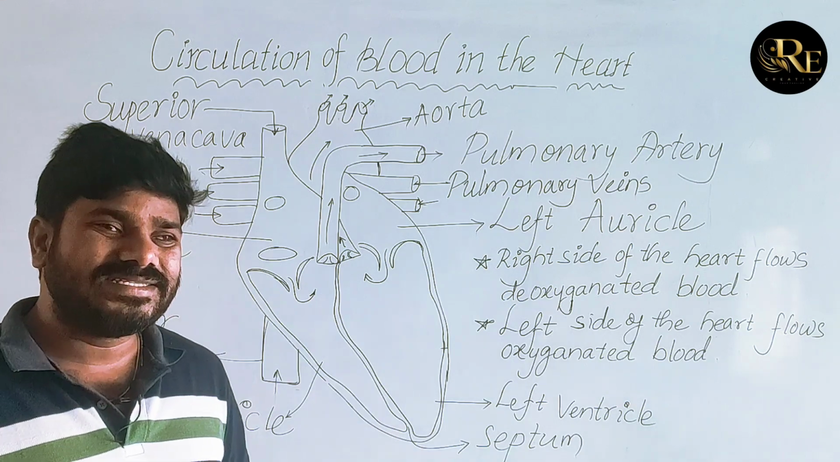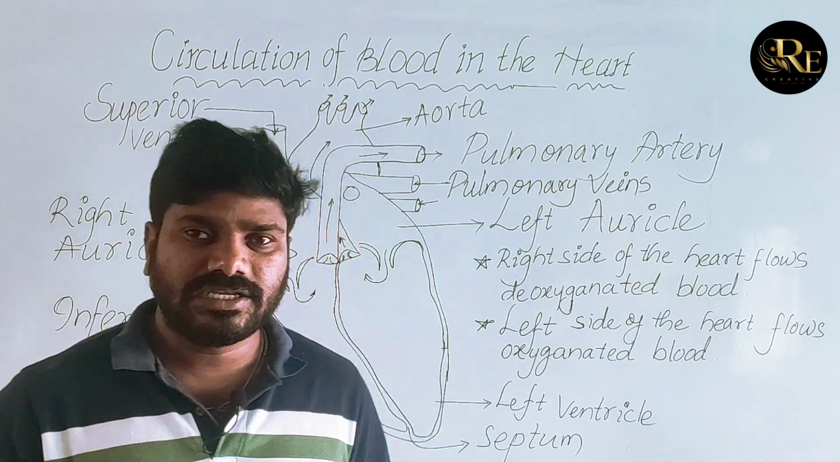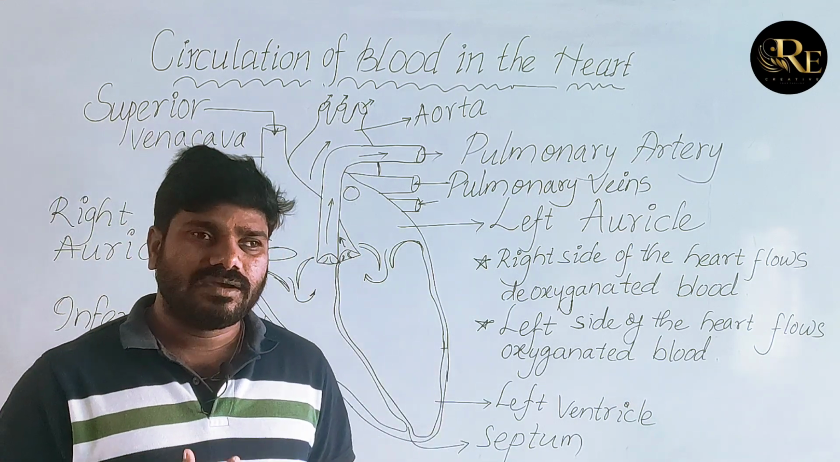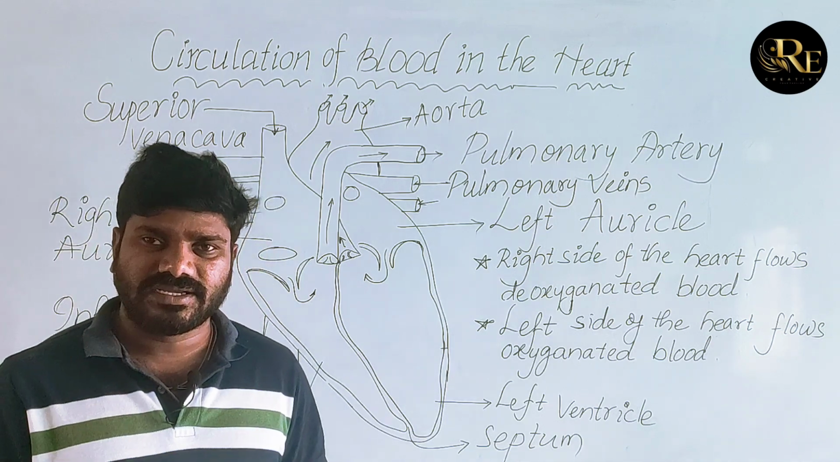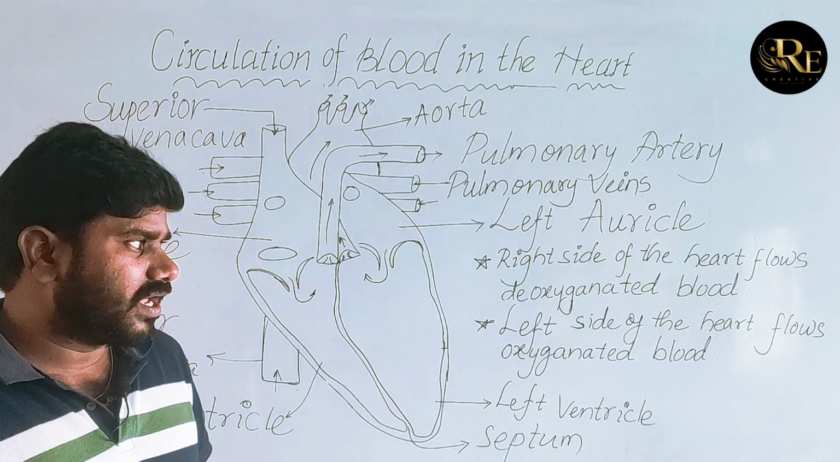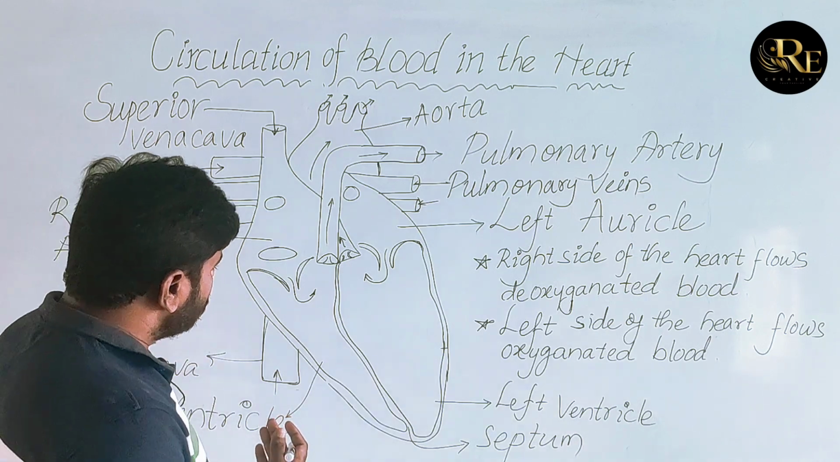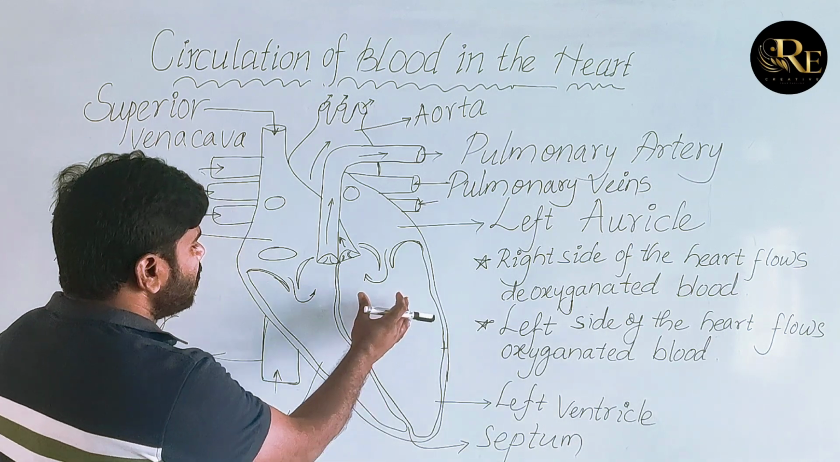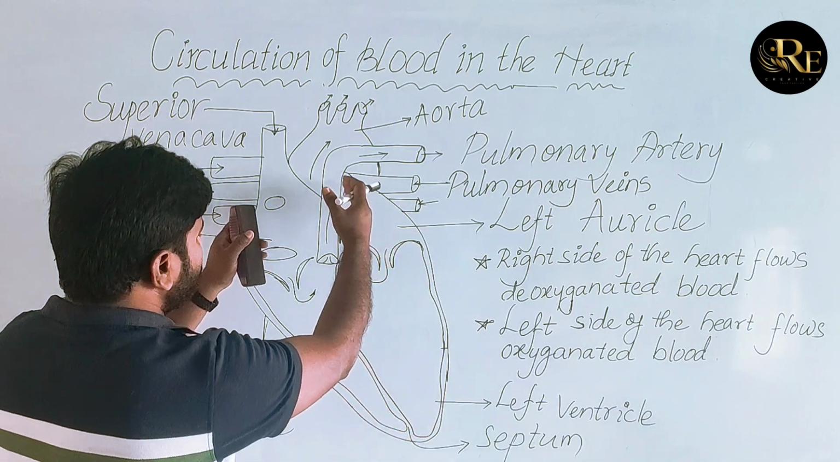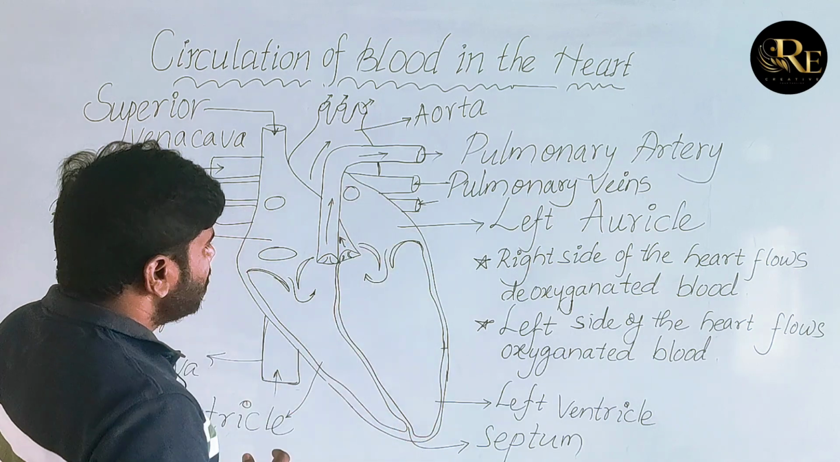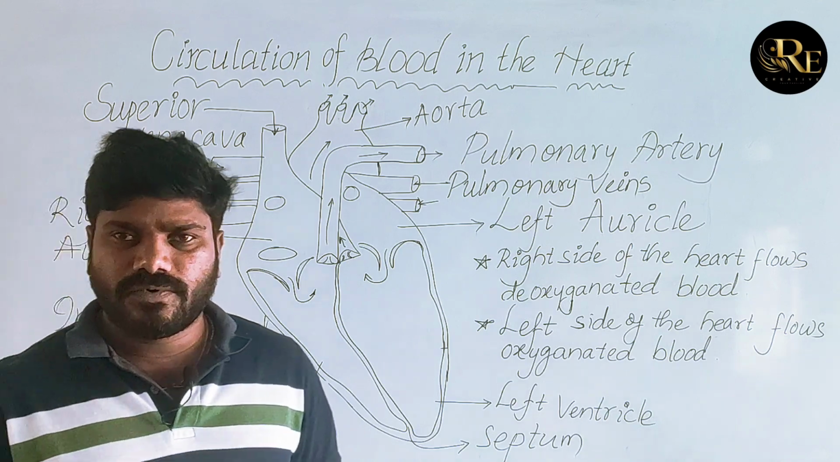We know the heart is a muscular organ. This heart is made up of cardiac muscles. That means there are no bones in the heart. So the heart is a muscular organ. If we see the structure of the heart, the lower side is very narrow, and the upper side of the heart is a little bit broader, and this heart is made up of 4 chambers.